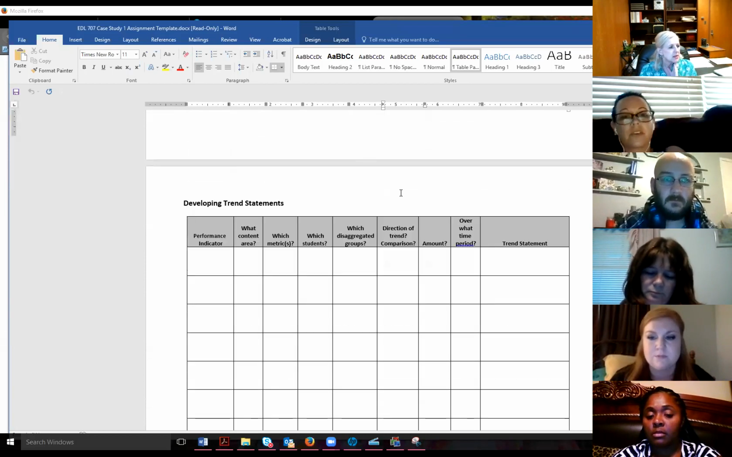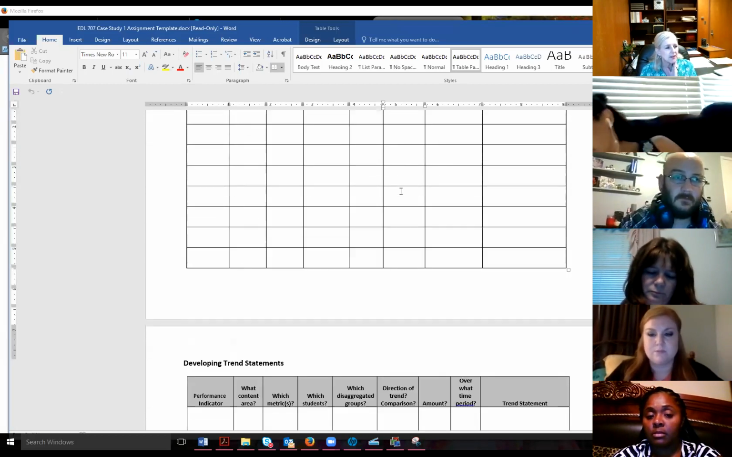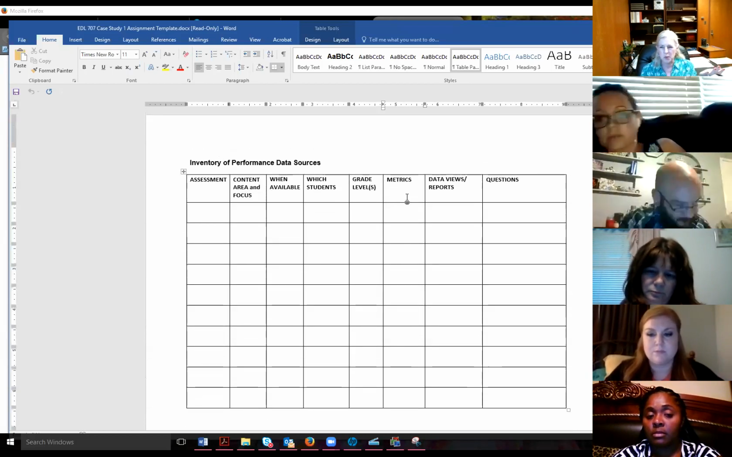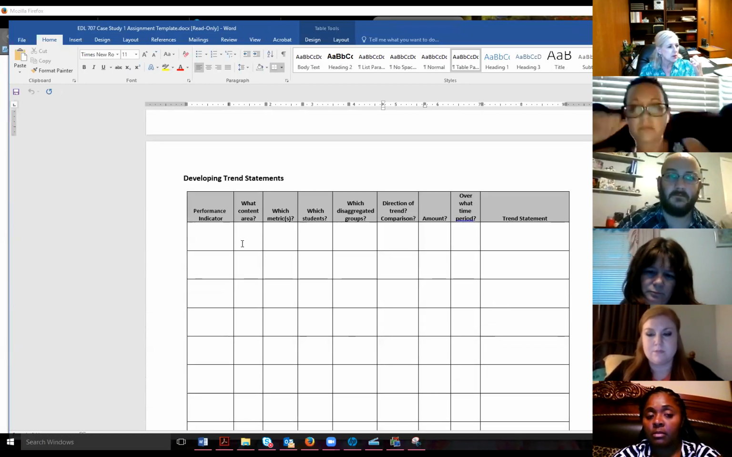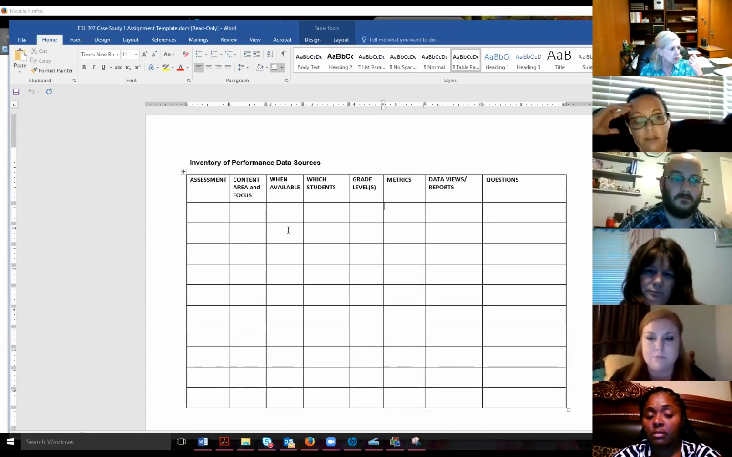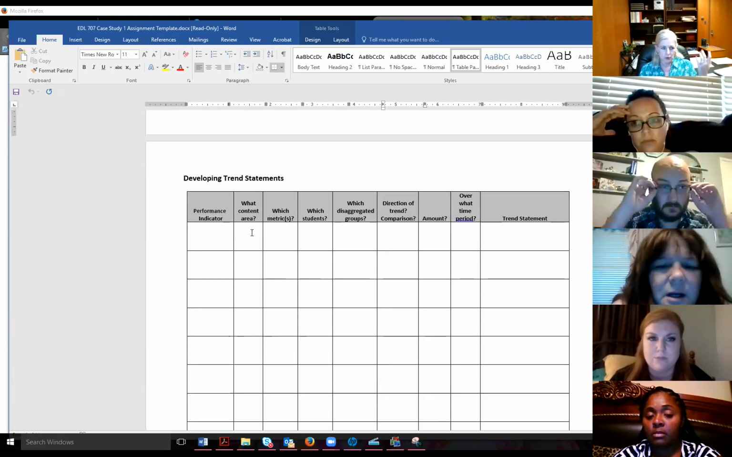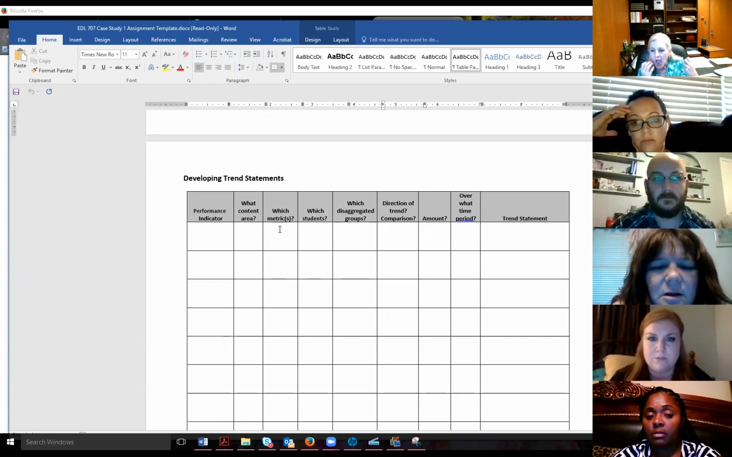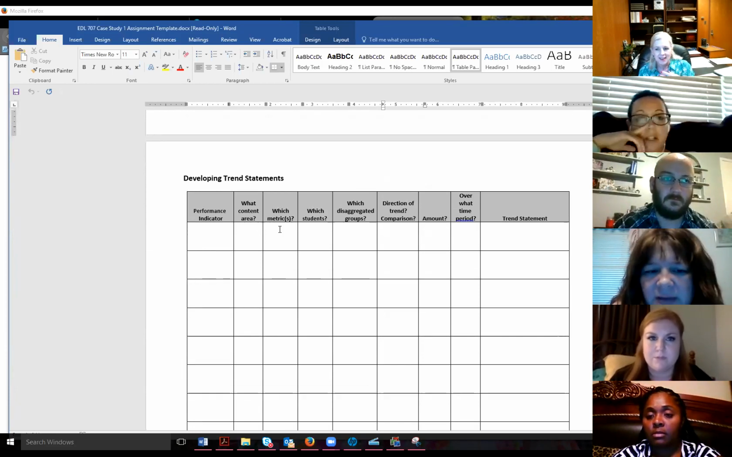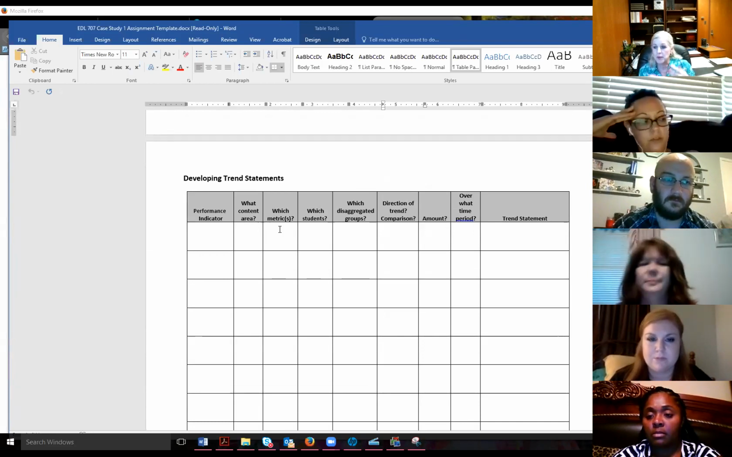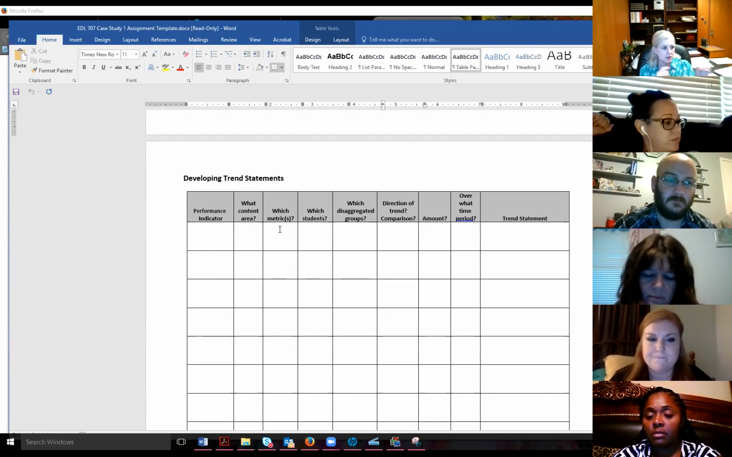Okay, so how do you develop your trend statements? So like I said, this is almost repetitive in a sense. So again, what's my performance indicator? Well, you told me up here. What content area? Again, third grade reading. It's a really long chart, but we only actually have to complete one? Yeah, one row. Depending on it, if you do one data element, you do one row. If you're going to be really ambitious and do two, you would do 2 rows.